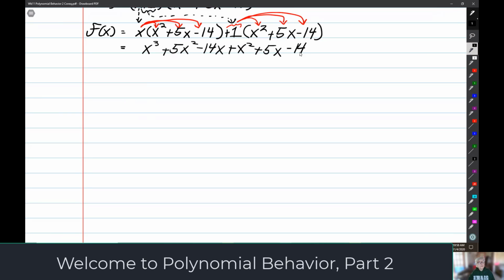Now I combine my like terms and I'll be done. X to the third is the only cubic term I have. Now I'll have 5x squared plus x squared. Oh, that went down way too low.